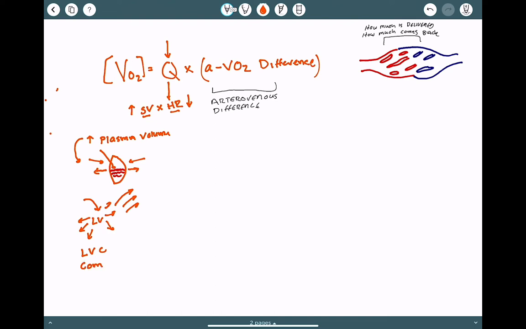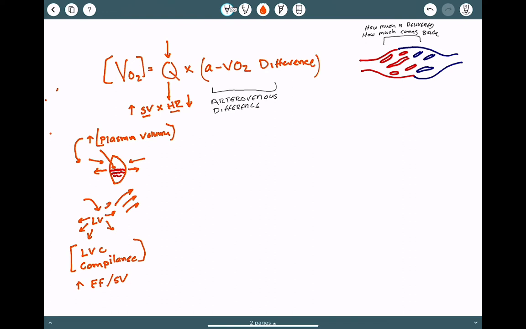So compliance. So the left ventricle now has more compliance, which means it's going to fill up more and it's going to spit out more of that blood. So because we have an increase in plasma volume, right, we're going to have an increase in left ventricle compliance. And as a result of that, we're going to have an increase in ejection fraction or stroke volume, which means we have more blood leaving the heart, okay?